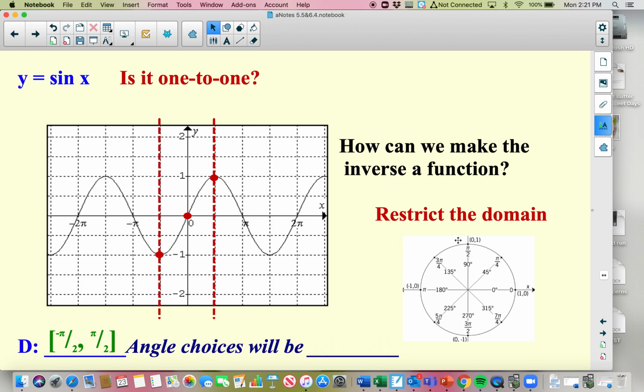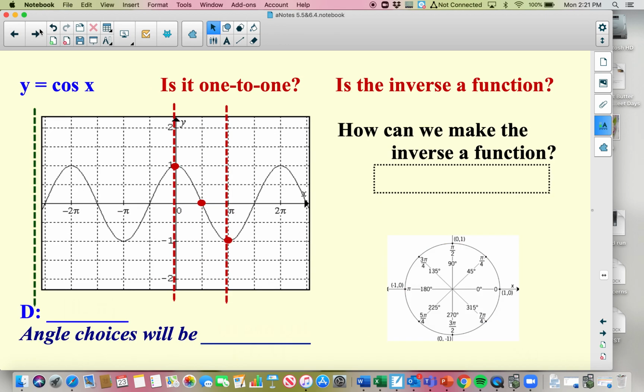Okay, so on a unit circle, pi over 2 is here. Negative pi over 2, remember you go clockwise for negative angles, is really at 3 pi over 2. So if I darken the region here, anything over here is legal to make the sine of x one-to-one. In other words, on a unit circle, my angle choices have to be in quadrant 1 and quadrant 4. Nothing in 2 or 3. Okay, I will come back to this.